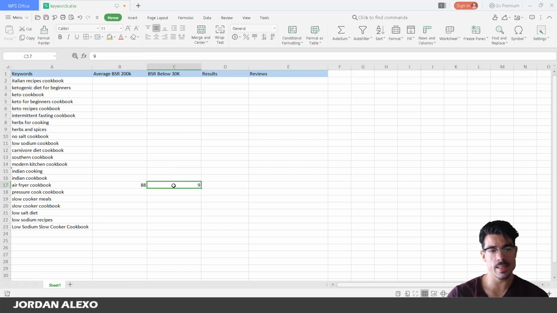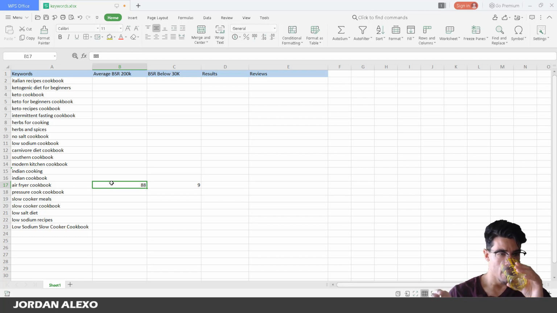Then in this second column, or the third column in this case, it gives me an idea that if I do a good job with my book, with the cover, with an enticing subtitle, with good content, there's a good chance that it will hit a home run by ranking below 30,000 BSR. That means it will sell a lot of copies each day. So over here, we have a good idea that it's a profitable keyword.